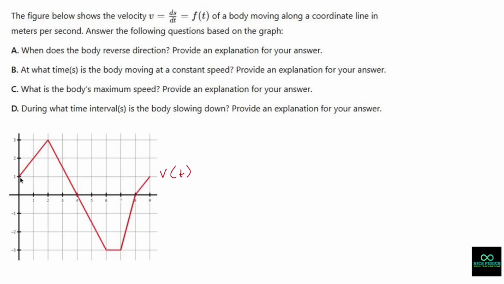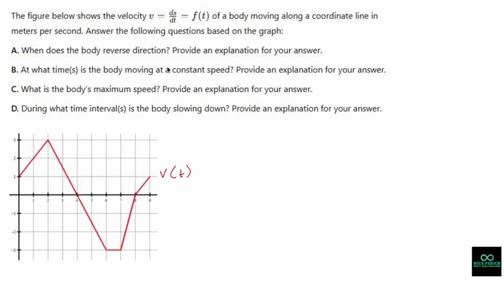So at this moment right here, you're moving forward at 1 meter per second. Now you're moving forward at 3 meters per second. Now you're moving forward at 3.5 meters per second. Now here you're moving backwards at 3 meters per second. So when does the body reverse direction?